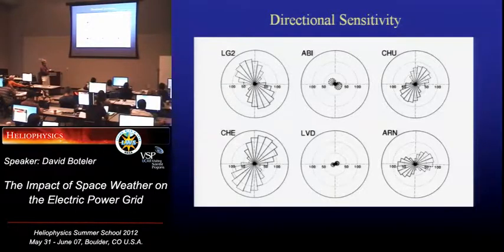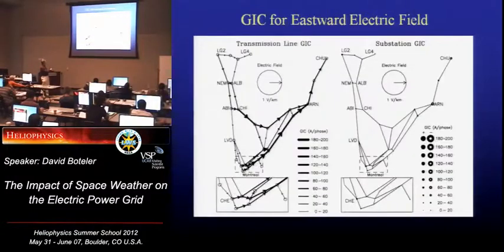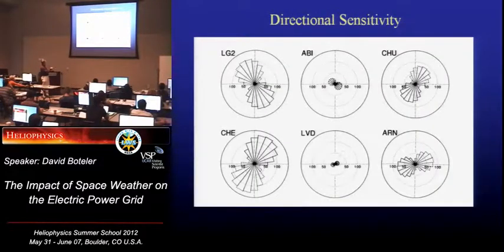So here we've got the size of the electric field constant, but we've just changed the direction. And you'll see this one, LG2, the Grande, if I just go back, that's this one up here. So lines going in that direction. So you can see that the maximum GIC is when the electric field is aligned with the transmission lines going into that site. And the same with the others.